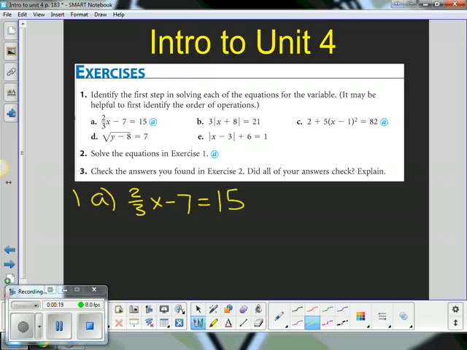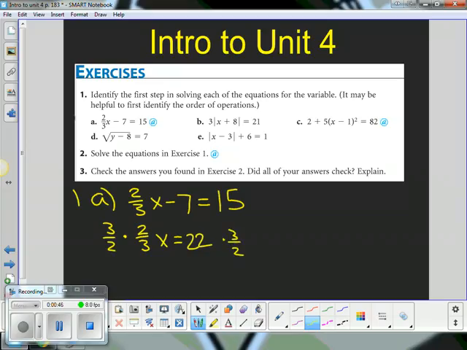What did you do first, sir? I agree. You add 7 to both sides. 2/3 x equals 22. Next, if you see an x multiplied by a fraction and you want to remove that fraction, what do you do? Multiply both sides by the reciprocal. That'll get it to go away.